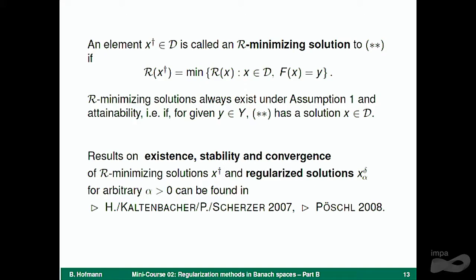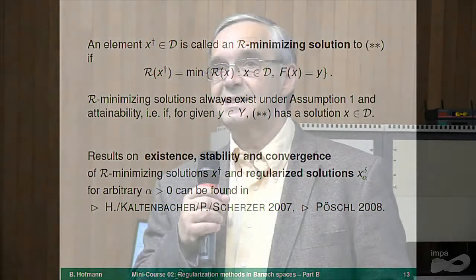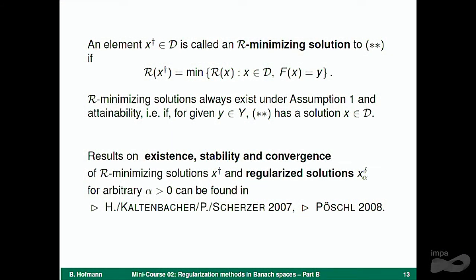Now the problem is what happens with nonlinearity. You may have an infinite set of solutions. So you take delta as a sequence, delta n goes to 0. Then you have a sequence of regularized solutions, and one can only say that every convergent subsequence converges to one of the solutions which occur here, in this case to R-minimizing solutions. So this is the general theory.